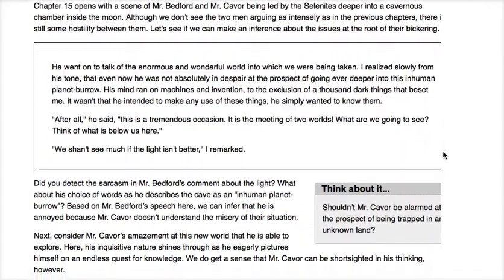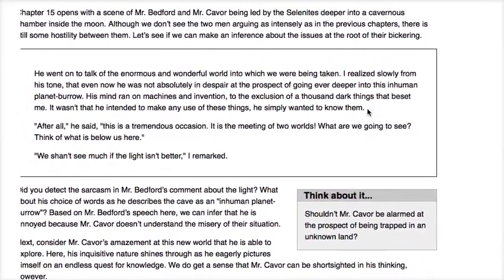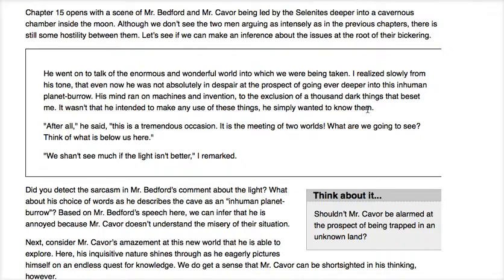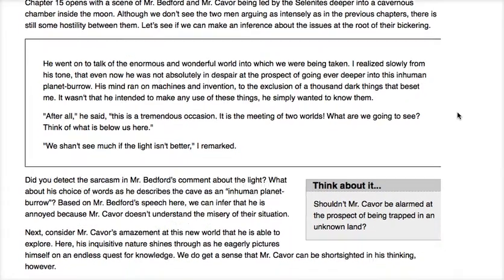So, conflict of interests. Chapter 15 opens with a scene of Mr. Bedford and Mr. Caver being led by the Selenites deeper into a cavernous chamber inside the moon. Although we don't see the two men arguing as intensely as in the previous chapters, there is still some hostility between them. Let's see if we can make an inference about the issues at the root of their bickering. So here is a scene from the story.